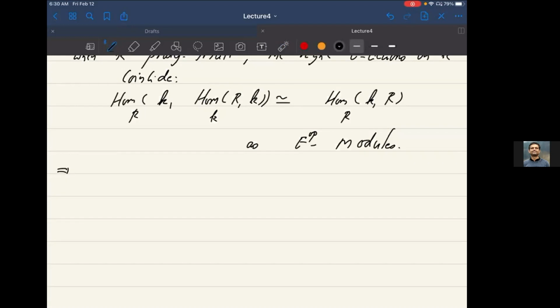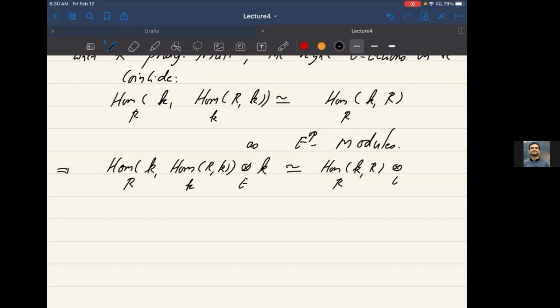So this tells me that when I tensor with K over E, this is as right, as now as left R-modules. I'm just saying we have an isomorphism as E-modules. So when you base change, or you tensor with K, you have the isomorphism as R-modules.